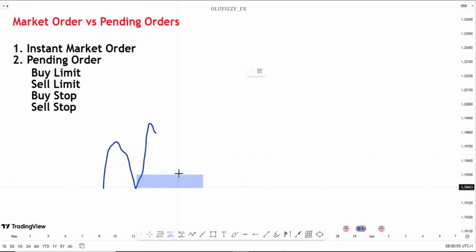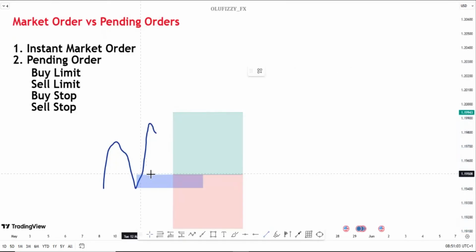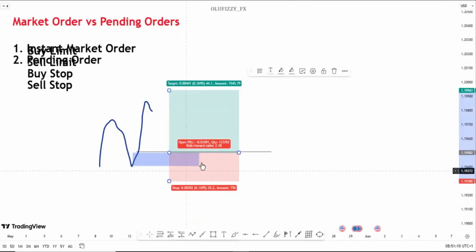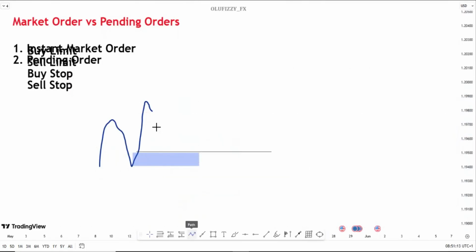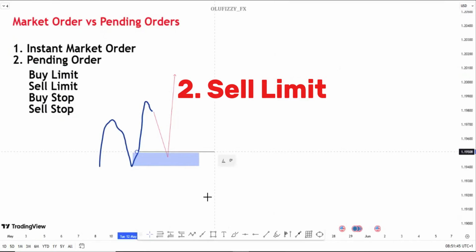So in this case, let's say you set your buy limit at this price level here. This is the buy limit. That means your trade is going to execute once price comes back to this region, and what you are expecting is that you want price to continue to the upside. That is buy limit, and sell limit is going to be the opposite.